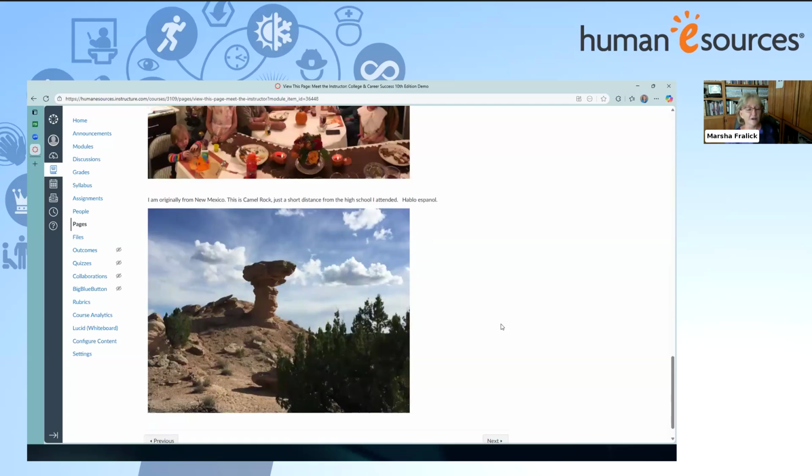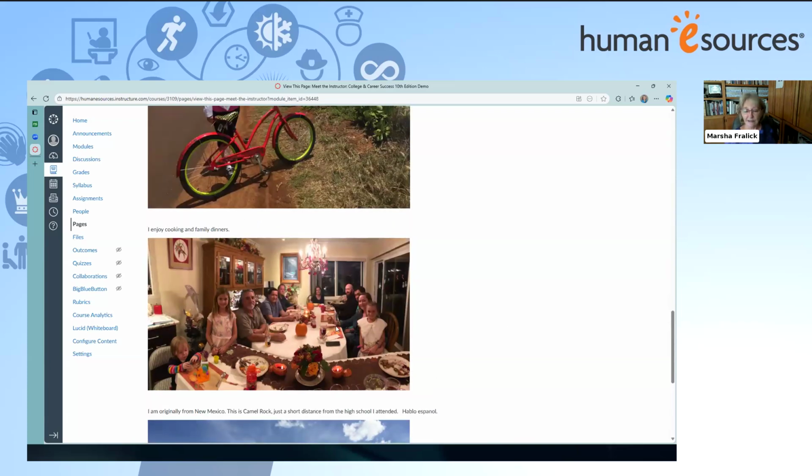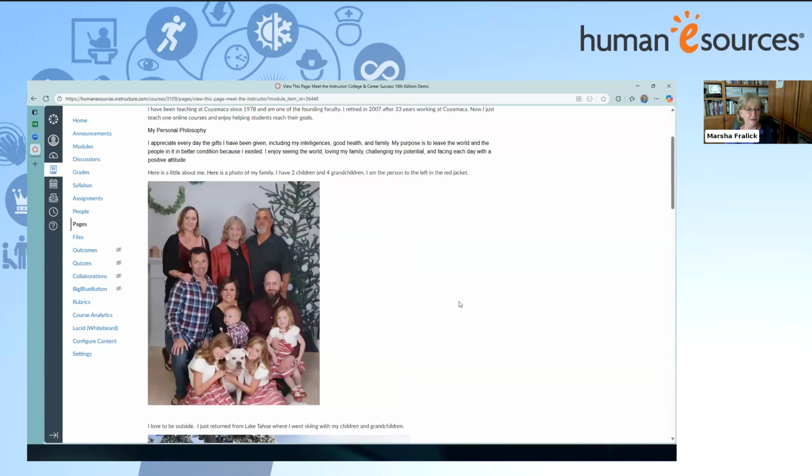And I'm from New Mexico. This is a picture of Camel Rock near where I grew up. And I emphasize the fact that I do speak Spanish, hablo español. Our college is close to the Mexican border, so we have lots of students who speak Spanish and lots of immigrant students.